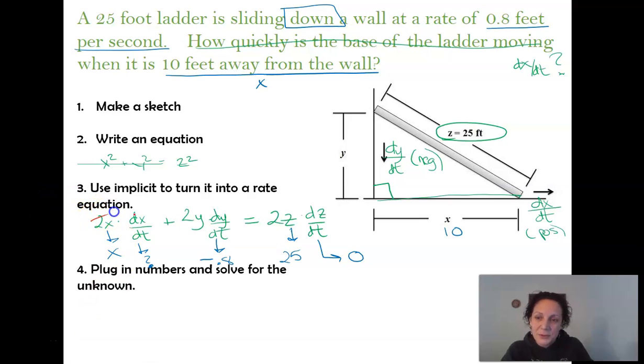I could cancel these 2's out if I wanted, right? There's a 2 in every term, so I'm not even worried about this. I know my, oh, I wrote x. I should have written 10, sorry. Okay, I know my x is 10. I know my dx dt is what I'm looking for, so I want to leave dx dt in. That's my variable, which means everything else needs a number.